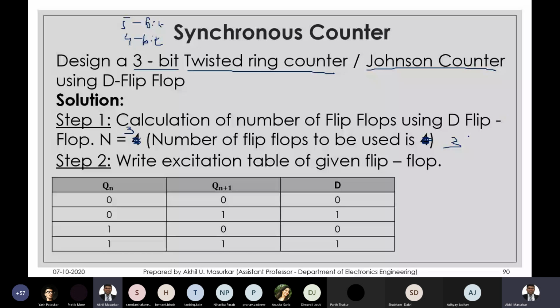So write step 1 and step 2 quickly. Just write step 1, n equal to 3. Step 2, excitation table of D flip flop. Just note that Q(n+1) is the same as D.